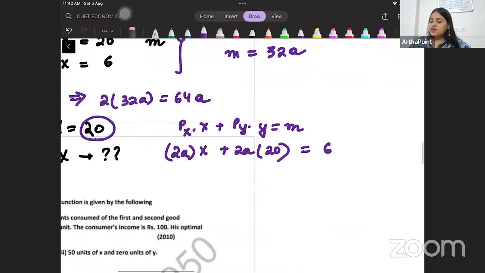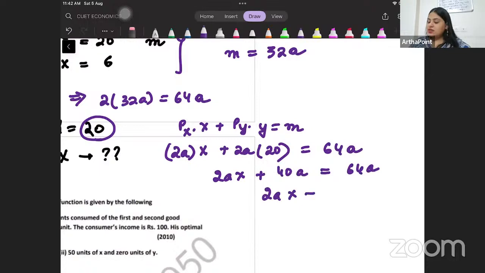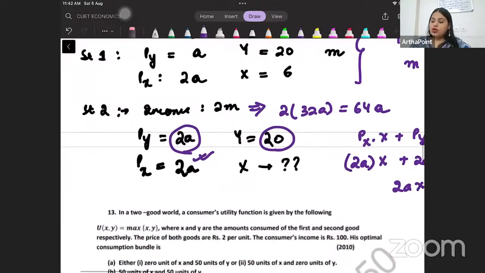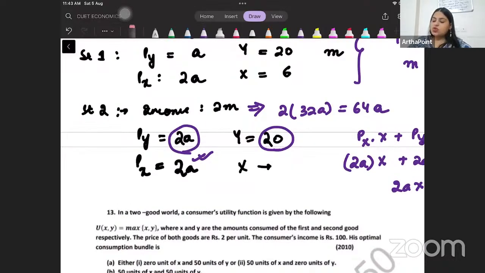And income is 64A. So beta, this is going to be 2AX plus 40A is equal to 64A. So 2AX will be 64A minus 40A. So 2AX will be 24A. So X will come down as 12. So the answer to this question is that the maximum X you can consume will be 12 units. That's the answer, right? So pretty simple questions. Just keep making the budget line and keep solving. That's how you can do it.